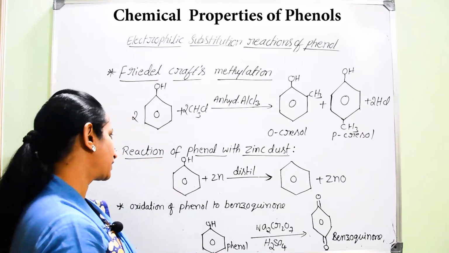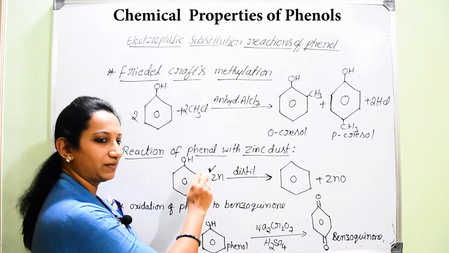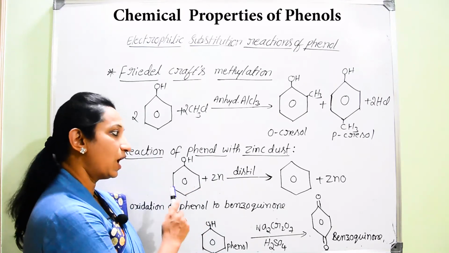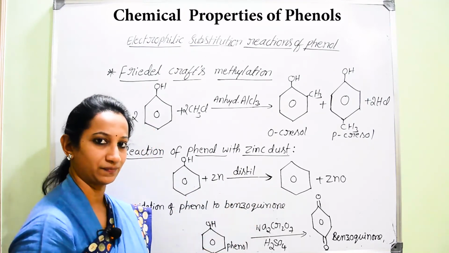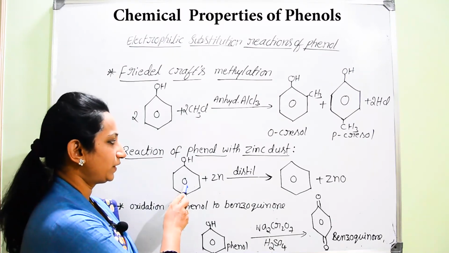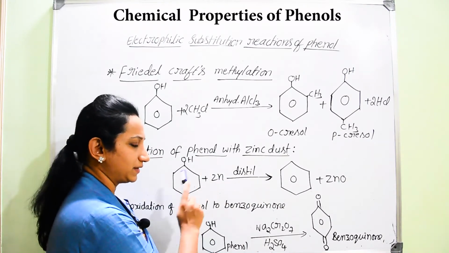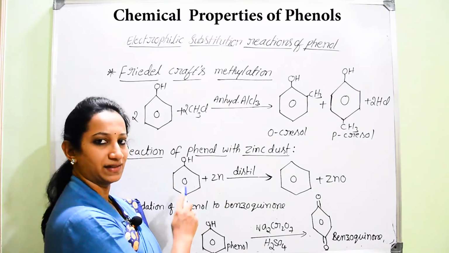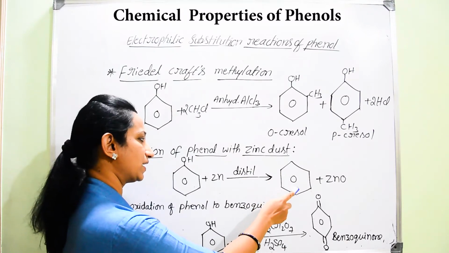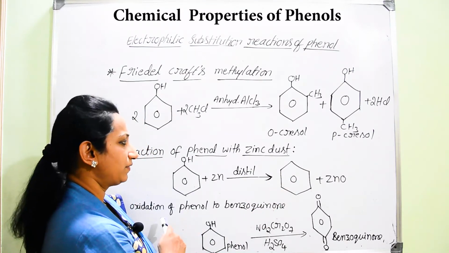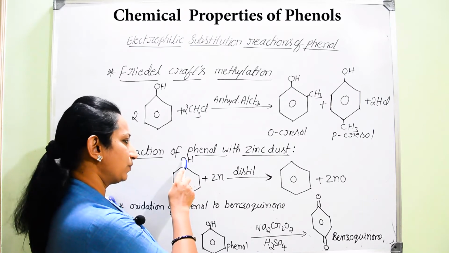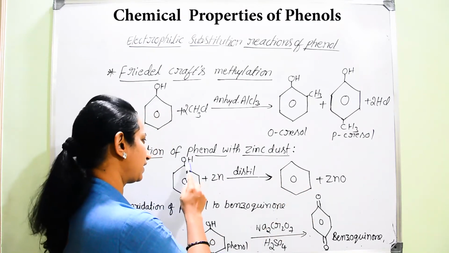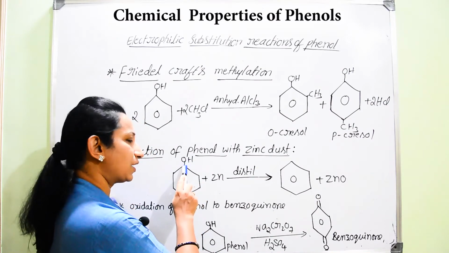And the next reaction is the reaction of phenol with zinc dust. They have asked questions regarding this reaction. How do you convert phenol to benzene? It's very simple. When phenol is distilled with zinc dust, that is, on heating phenol with zinc dust, we get the formation of benzene. Here we can find there will be removal of oxygen along with the zinc in the form of zinc oxide, and here that hydrogen will take the place on the aromatic ring.